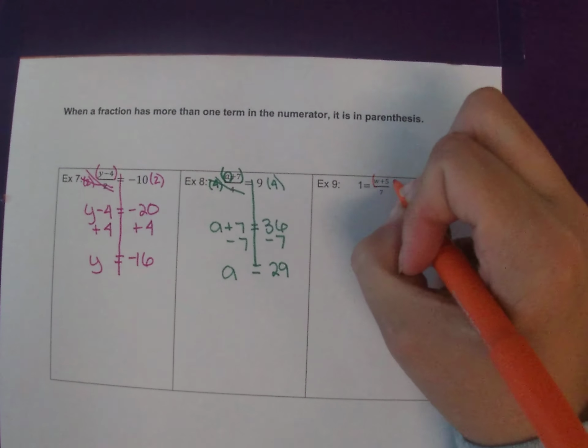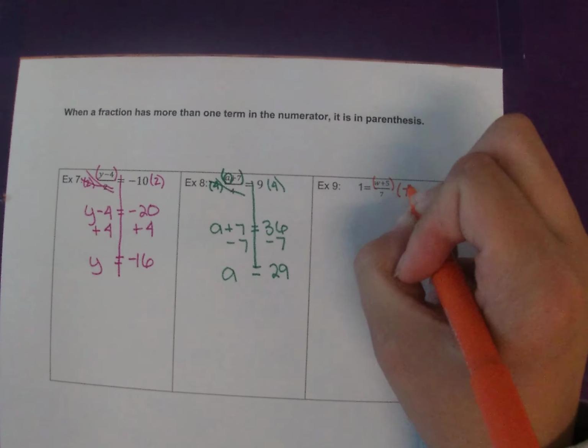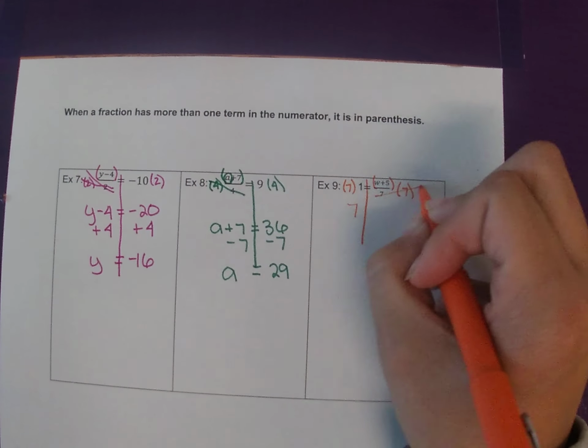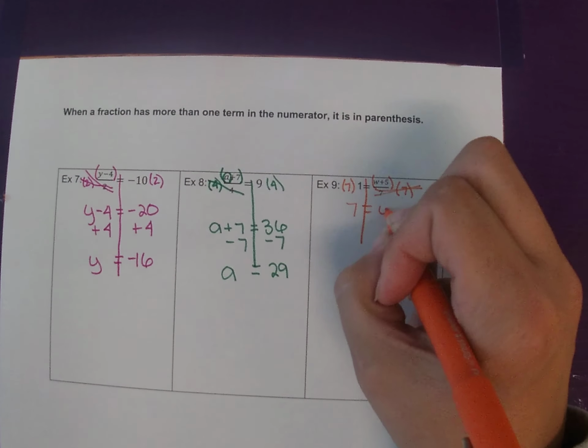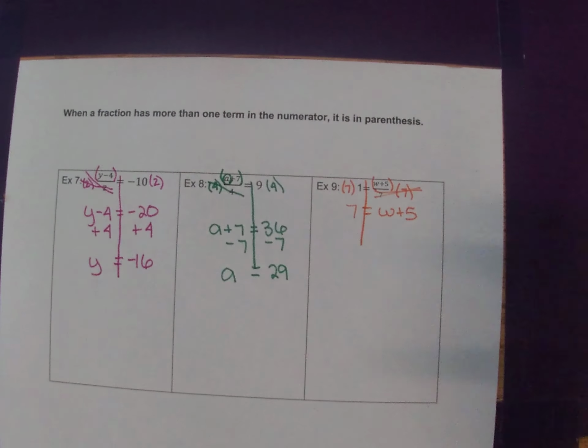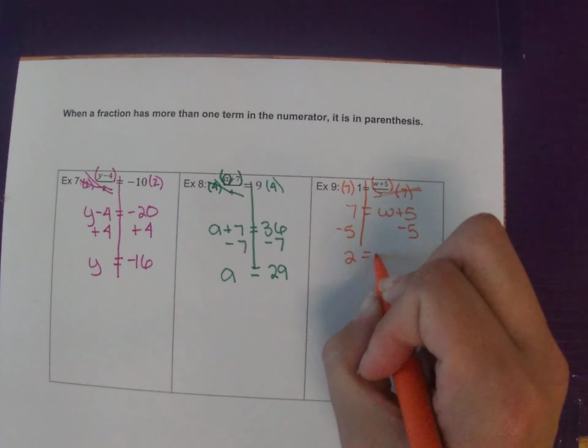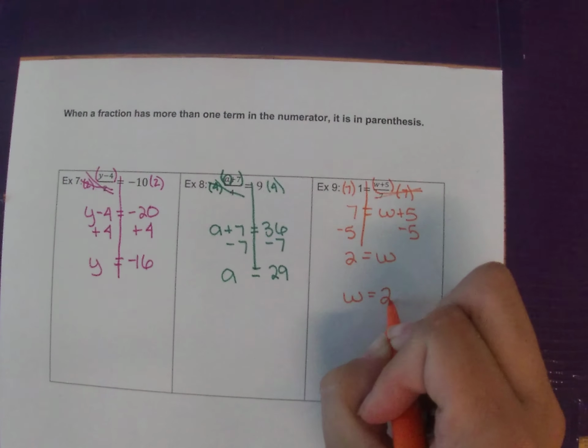Okay, last one. Again, this top is in parentheses, so I'll undo dividing by 7 by multiplying by 7. My 7's cancel, which will give me a W plus 5. And I'll undo my adding 5 by subtracting 5. Okay, W equals 2.